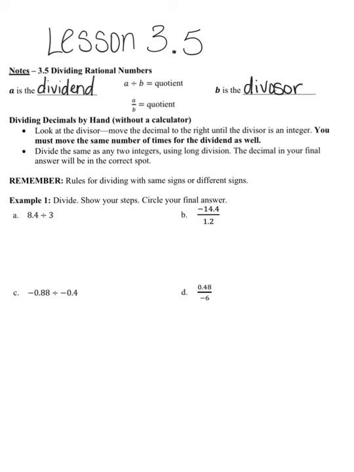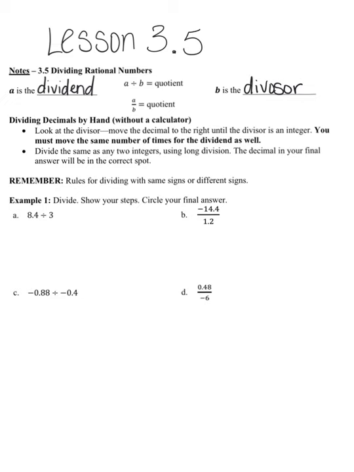So when we're dividing decimals by hand, meaning we're not going to use a calculator, we are going to look at the divisor, and if there's a decimal, we are going to move the decimal to the right until the divisor is an integer. So it has to be a whole number. You must move the same number of times for the dividend as well. So if you move the decimal point in the divisor, you must move it the same number of times in the dividend to sum that up.